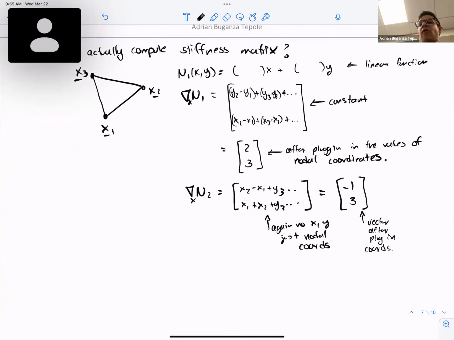And similarly for N3, right? So you're gonna end up with some vector.